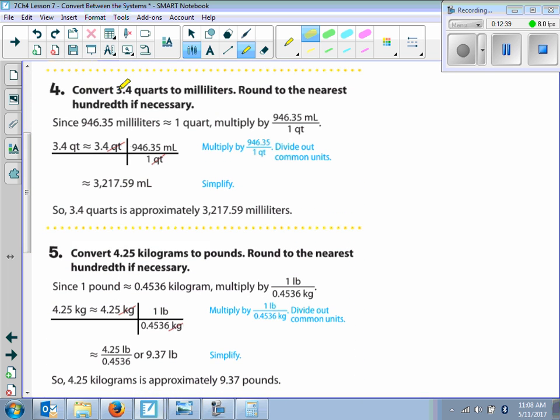Okay. We're going to start with the 3.4 quarts to milliliters. They give us the conversion factor up here. We place it so that quarts and quarts cancel, and we end up with milliliters, which is what we're looking for. We're going to multiply straight across, and we end up with 3,217.59 milliliters. Okay?